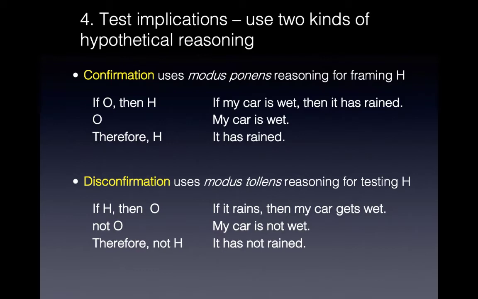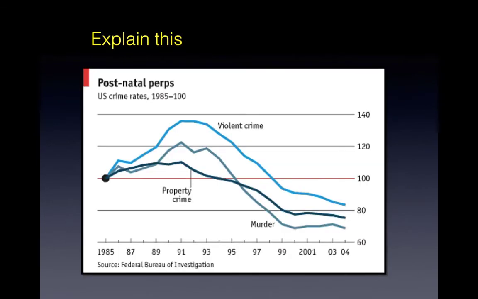Okay, so what's up with this? Why is my car wet? Well, other explanations. The sprinklers came on. It just came through the car wash. The neighbor was watering their plants and their hose spray reached over into my car, which is not in the garage. Okay? Lots of other possible explanations here.